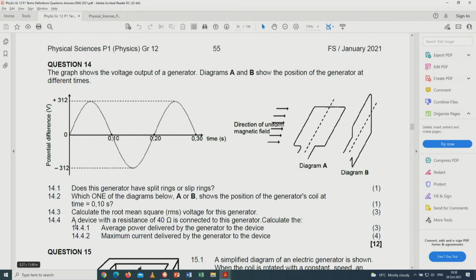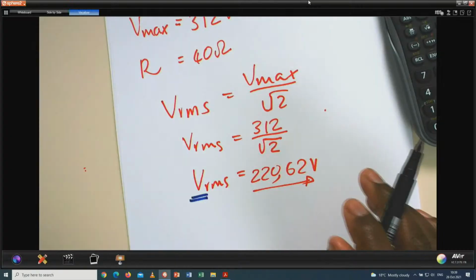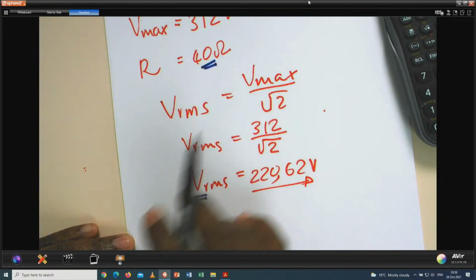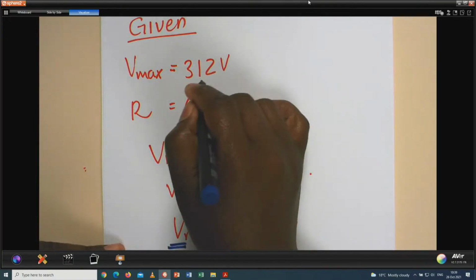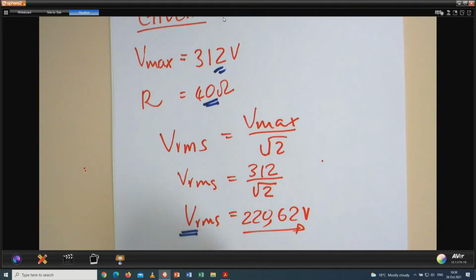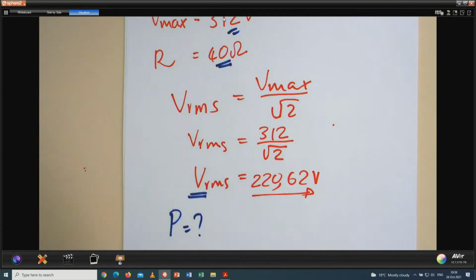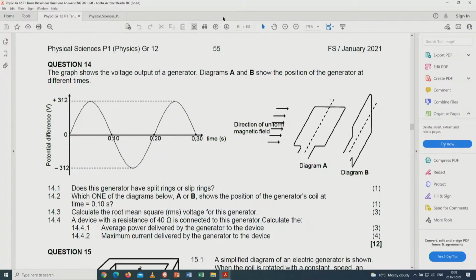Then the next question is saying a device with a resistance of 40 ohm is connected to this generator. Calculate the power delivered by the generator to this device. You are having already this value, which is VRMS. You are having 40 ohms. And you want to calculate, I think it said must calculate power, the average power. It's very important that you write these subscripts. Yeah, you must write those subscripts, very important.